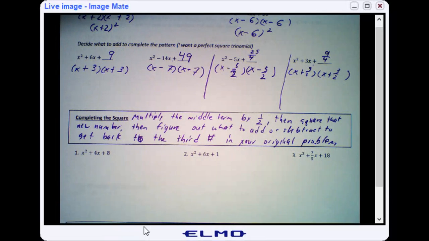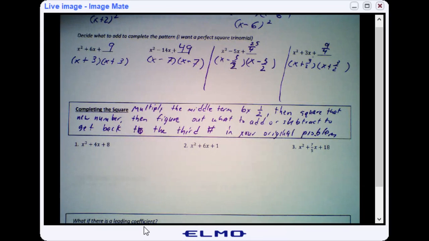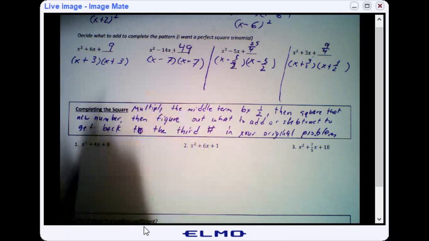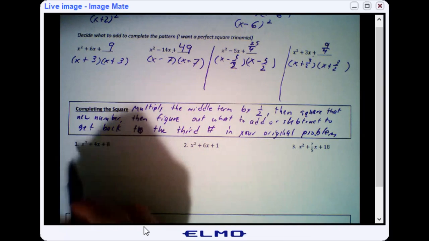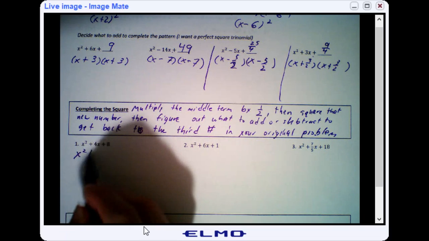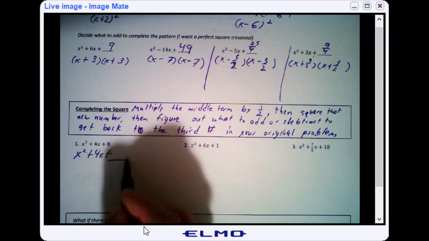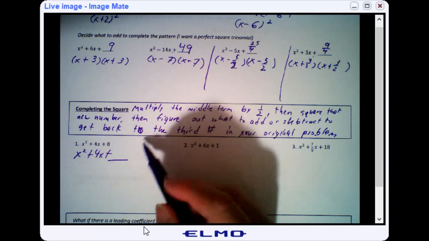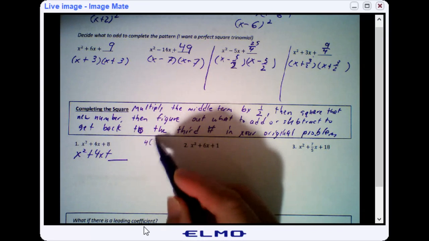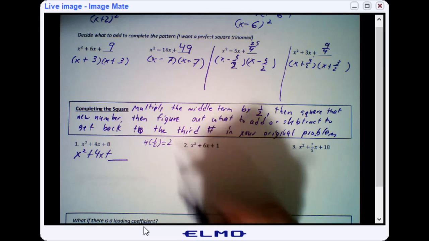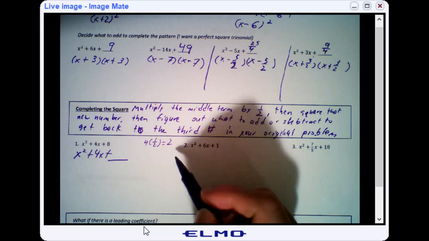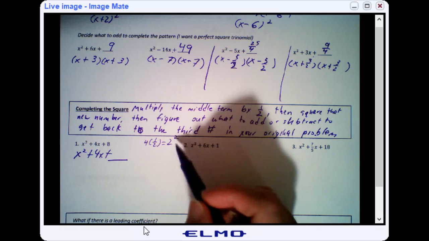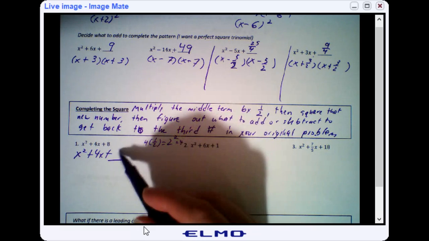If we have x squared plus 4x plus 8, we're going to forget about the 8 for a second. We're just going to focus on the x squared plus 4x. So I like to write it as x squared plus 4x plus blank, just like we did up here. So we're going to take the 4 and multiply it by 1/2. That gives me 2. Once I do that, I'm going to square the 2, and that'll give me 4. That 4 goes in the blank.